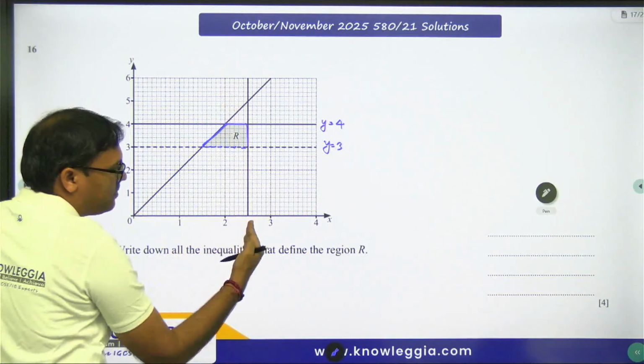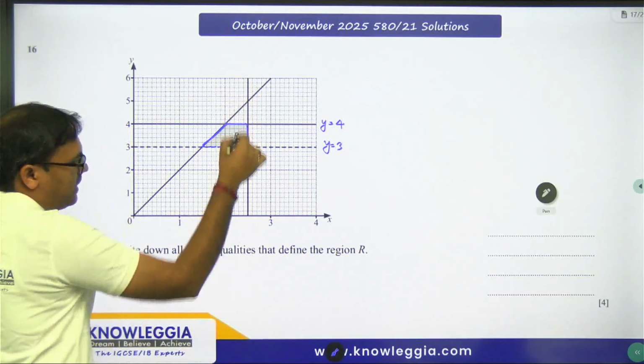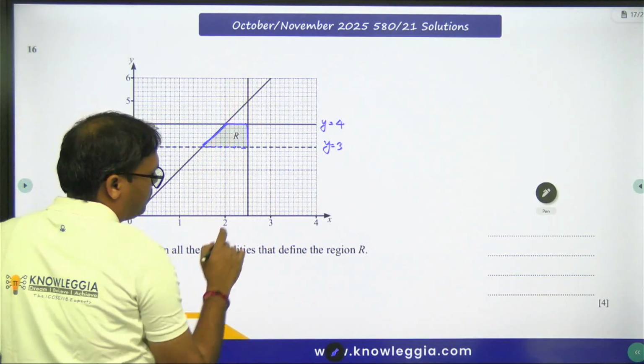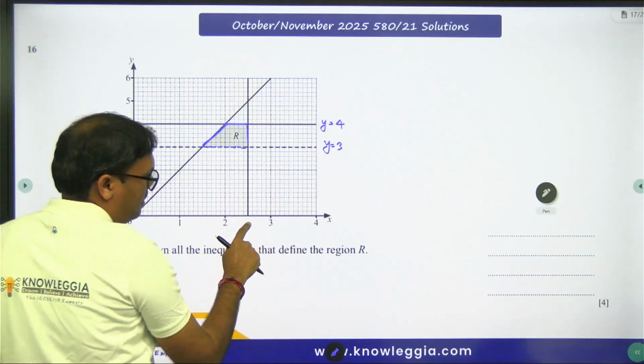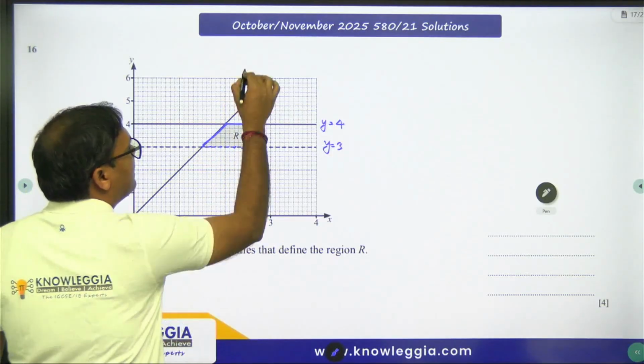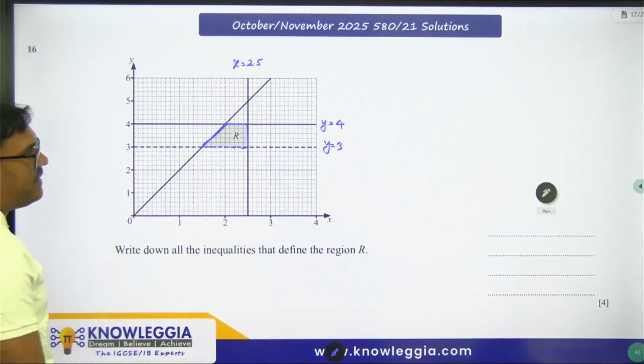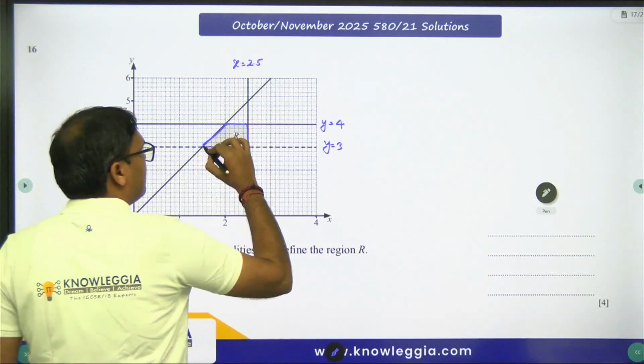Now, what is this line? You can see this line is a vertical line, which is x equal to a constant. What is this point? This is midway of this, so 2.5. So this line is x equal to 2.5. Now, what is the remaining line? This line. You can see this line, this part.